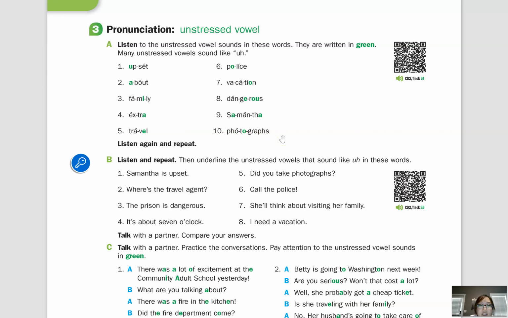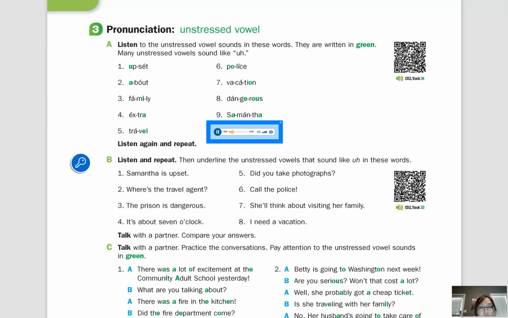Photographs. As you can see, it just sounds like "uh." So I'm going to play this listening activity, and underline the unstressed vowels that sound like "uh" in these words, okay? Page 135, exercise 3B.